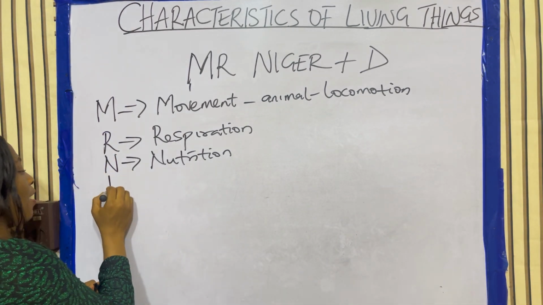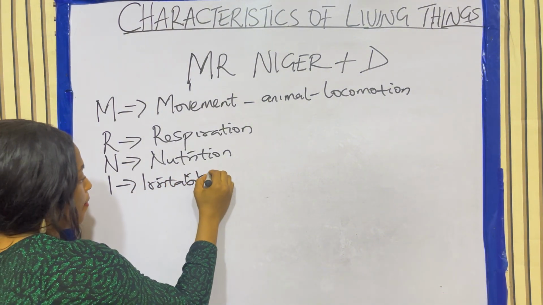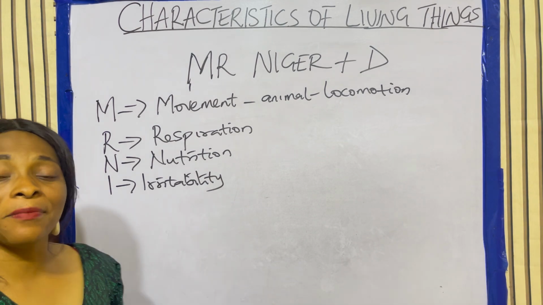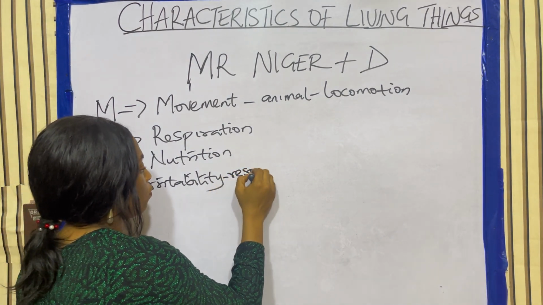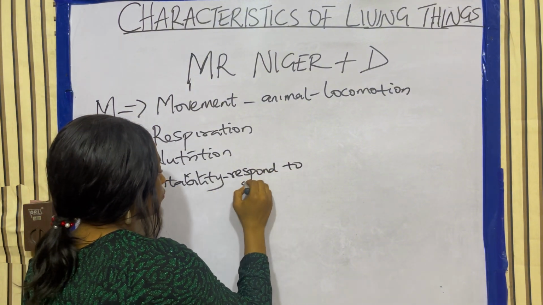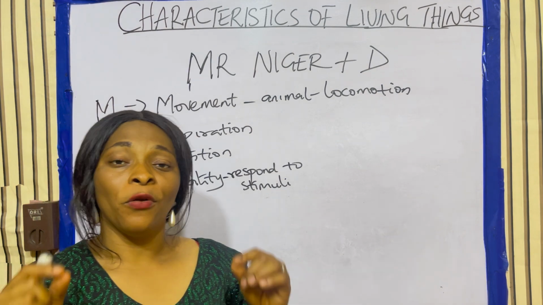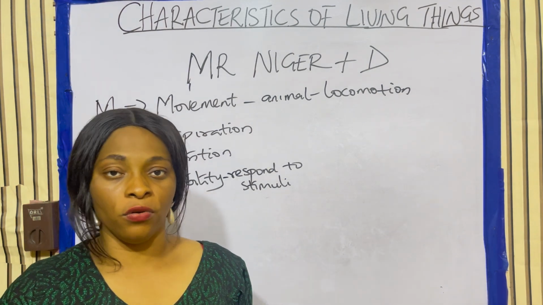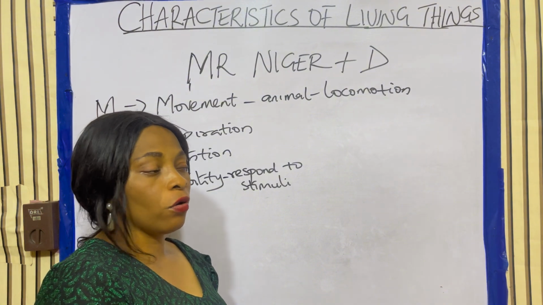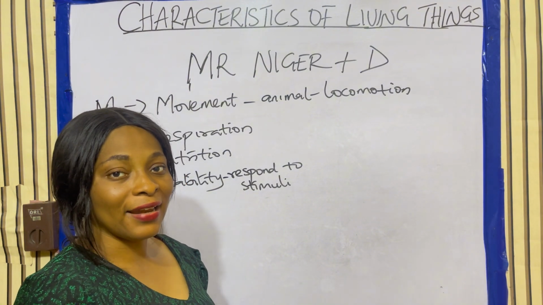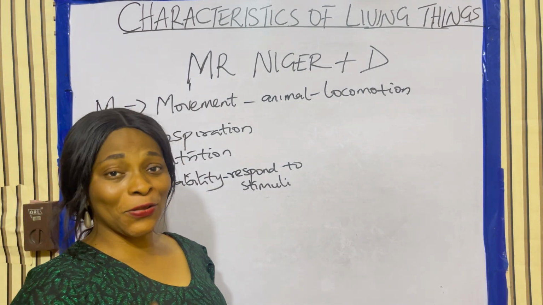Next, I stands for what? Irritability. Irritability simply means responding to stimuli. All living organisms respond to stimuli or stimulus. For example, maybe you are standing, waiting for someone or waiting for a car to pass, and then a friend of yours from the back comes and tickles you. You are going to respond.